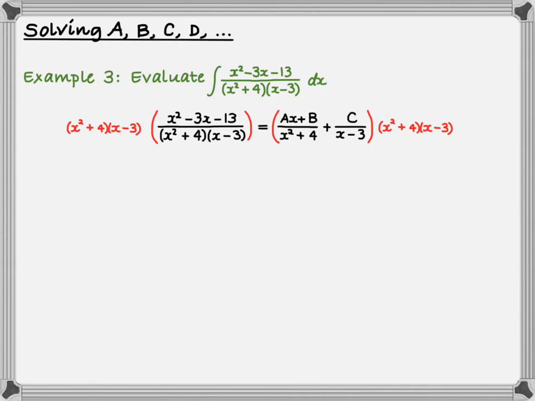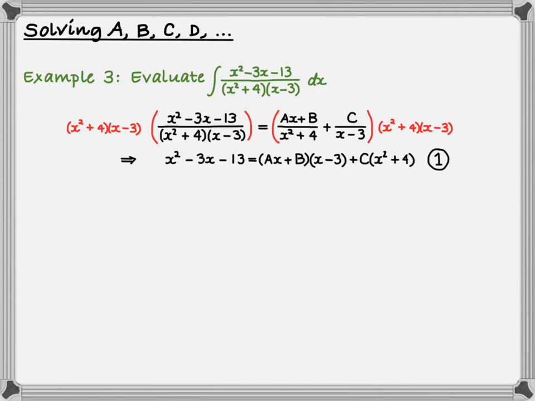If we multiply this out and simplify, on the left-hand side, it will result in x squared minus 3x minus 13. And on the right-hand side, when I multiply my first fraction with my LCD, it will result in (ax plus b) times (x minus 3). And if we multiply the second fraction with the LCD, it will result in c times (x squared plus 4). And let's call this equation 1. Now we need to solve the values of a, b, and c.